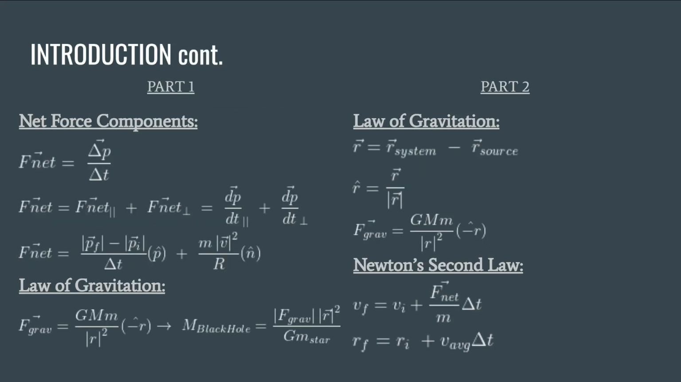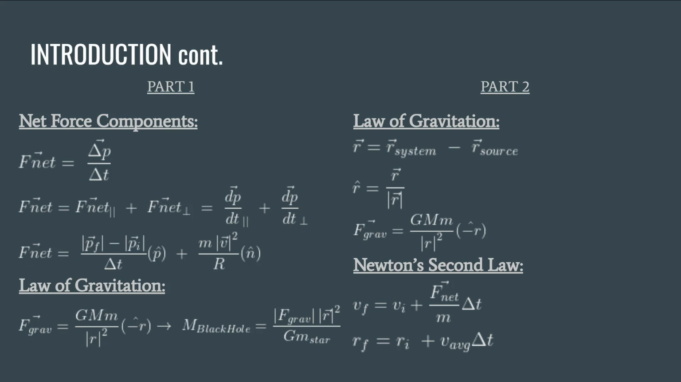Here I have put the key concepts that are utilized in each segment of the experiment. In the first part, we will use the relation of momentum and force to derive the two components, the parallel and the perpendicular force components. Also, we'll use the force of gravity to find the mass of the black hole, which is done by rearranging the equation to get the magnitude of the mass in particular.